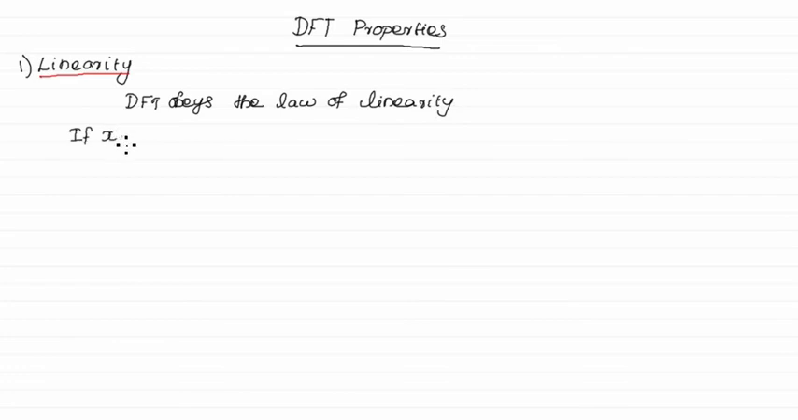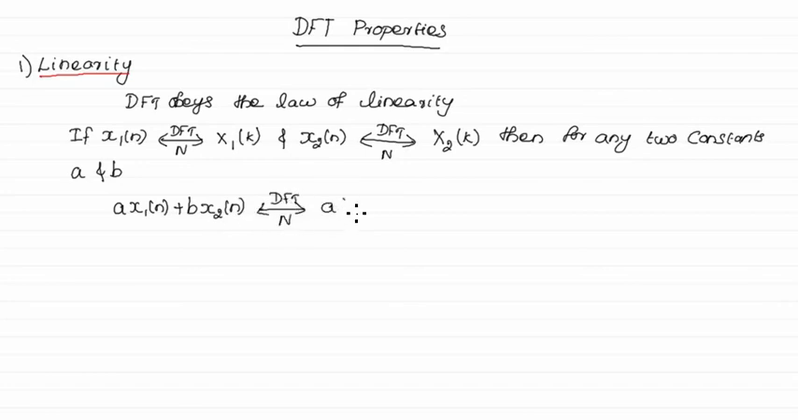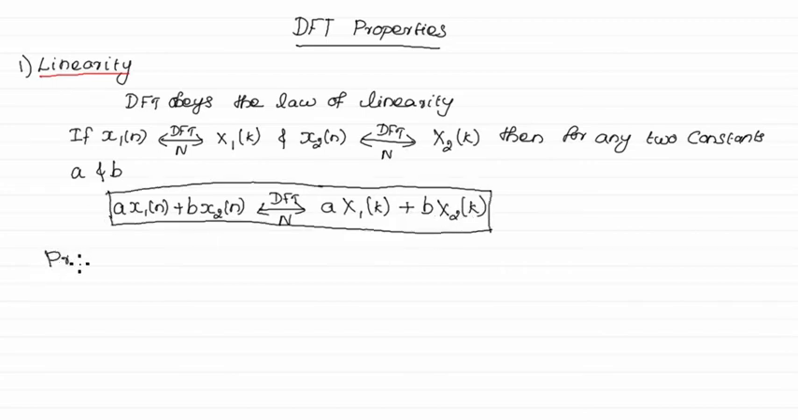That is, if x1 of n, when you are taking N-point DFT, is equal to X1 of k, and x2 of n, when you are taking N-point DFT, is equal to X2 of k, then for any two constants a and b, a into x1 of n plus b into x2 of n, when you are taking N-point DFT, will be equal to a into X1 of k plus b into X2 of k. Now let us see the proof for this linearity property.